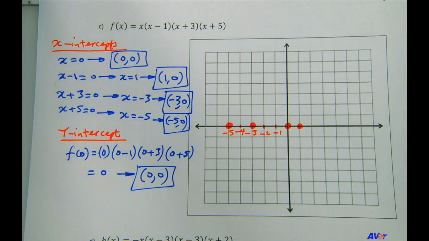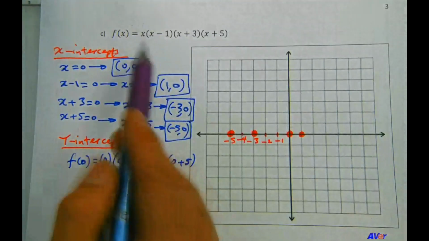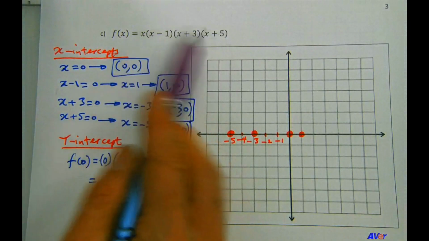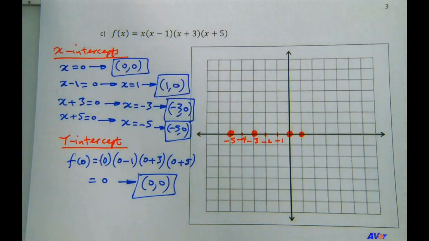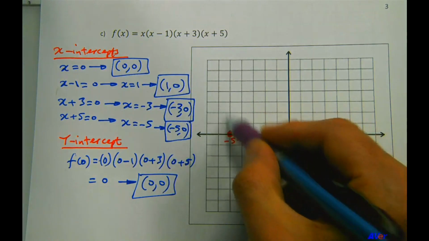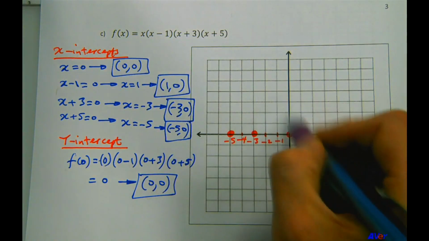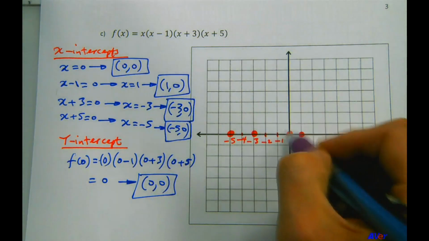So we know, look at the power of all these factors. The power is 1 for all of them, right? So the multiplicity of all these zeros is odd, which means at all these points, the line is going to cross the x-axis. It's going to cross the x-axis at all these points.